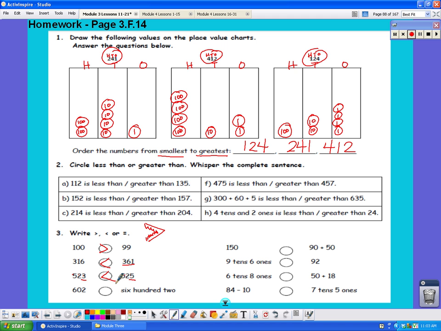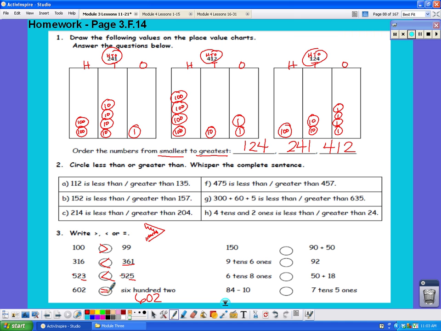Last one, 602 and 602 written in word form. I like to always represent my number in standard form or number form just so I make sure that I can see them in the same type of form. So 602 and 602, of course, are the same number, so I'm going to put my equal sign.